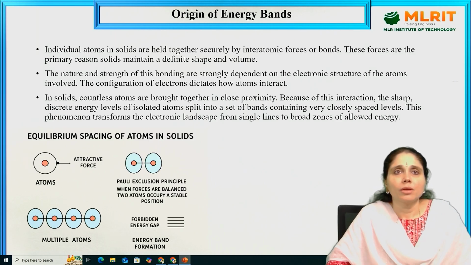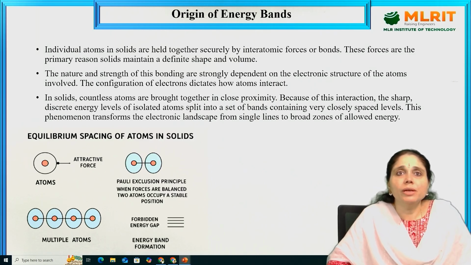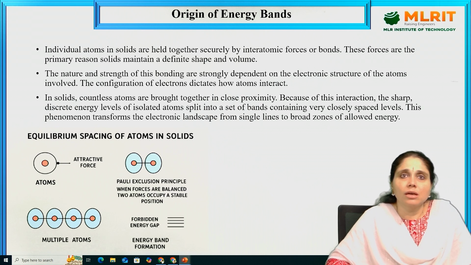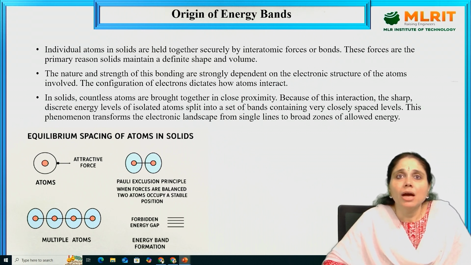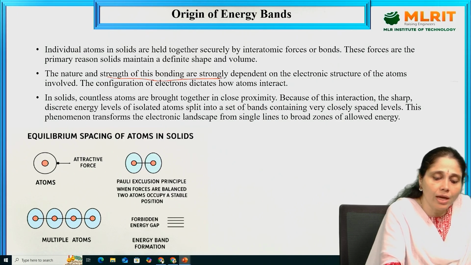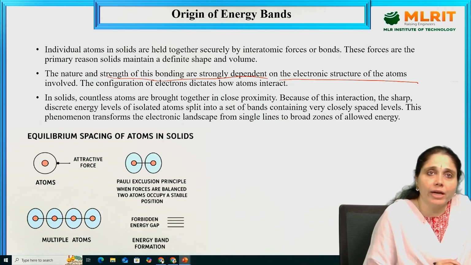Individual atoms in solids are held together securely by interatomic forces and bonds. These forces are the primary reason solids maintain different shape and volume. The nature and strength of this bonding are strongly dependent on the electronic structure of atoms involved. The configuration of electrons dictates how the atoms interact.